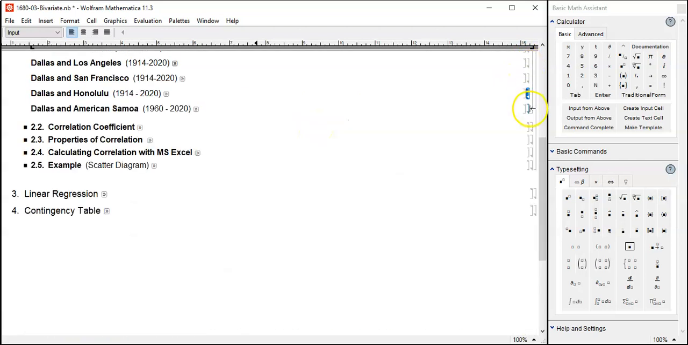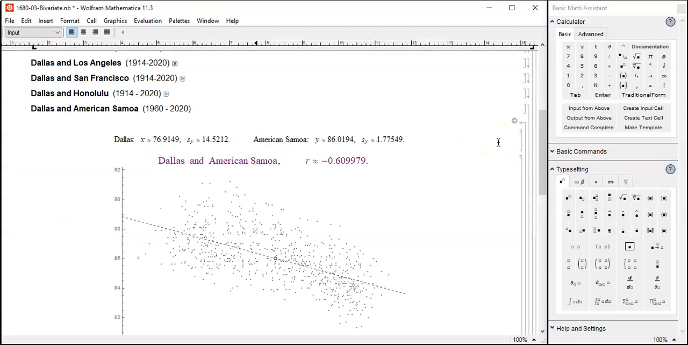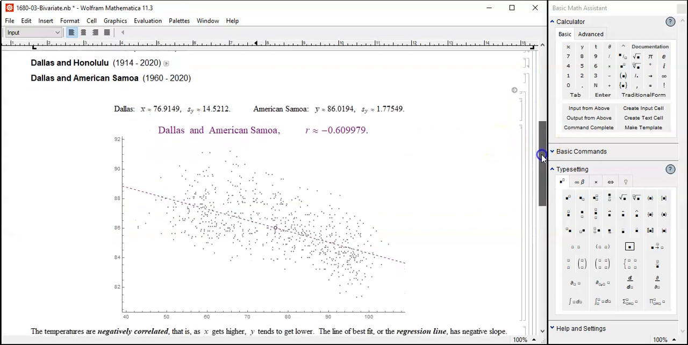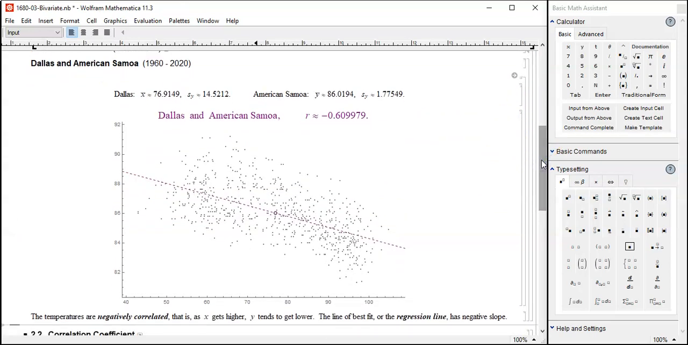All right, here's a little bit different example, Dallas and American Samoa, and we have negative correlation this time. As you move to the right, the dots are going down. And look at the line of best fit, it has negative slope. The reason: American Samoa is a US territory in the South Pacific, so it's in the Southern Hemisphere. So no surprise there, as a matter of fact.